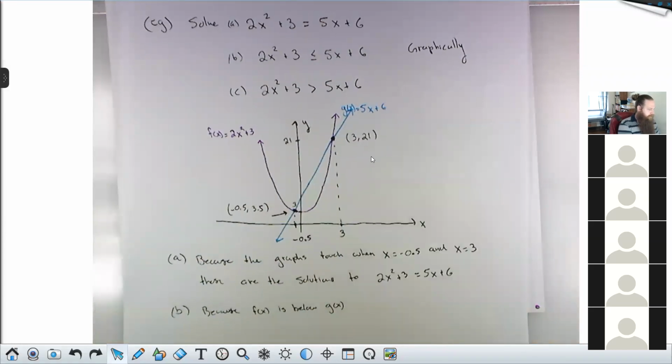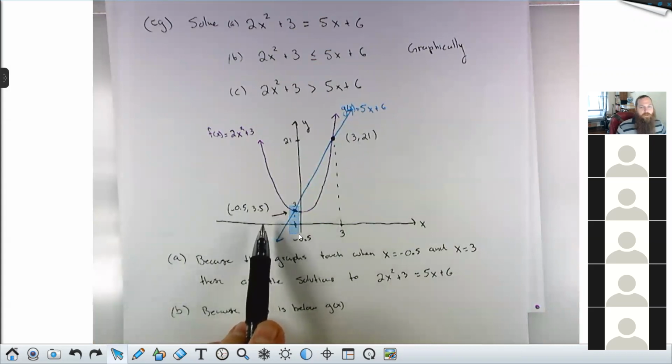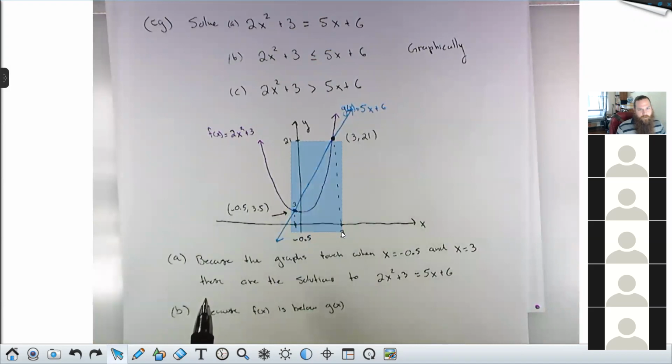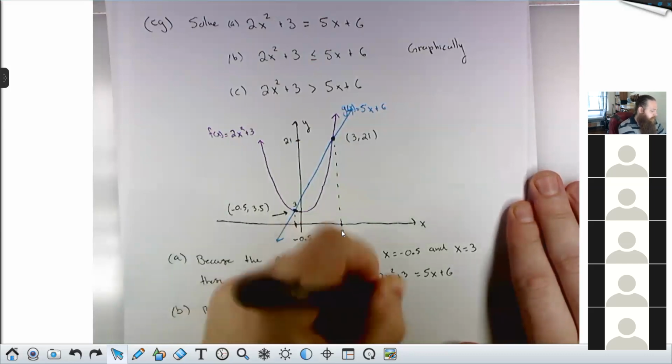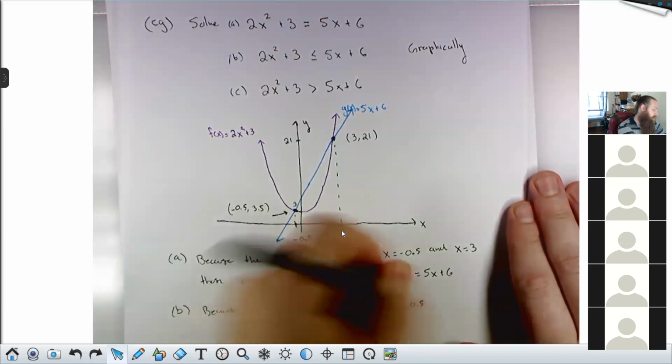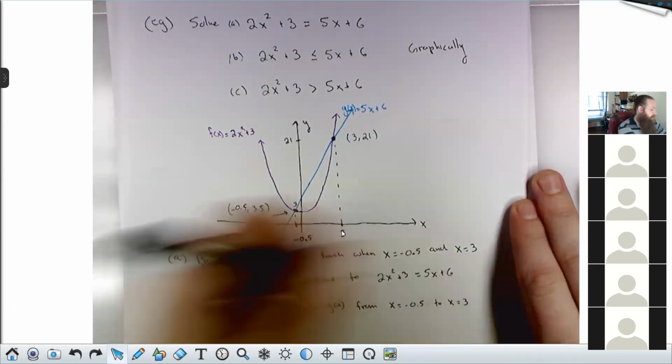Would you say negative 2 to positive 2? Negative 2 is somewhere way over here, so that's a little too far. Would it be negative 0.5 to 3? Very good. Yeah, between here and here, right? Everywhere kind of in this region, between the two points where they touch. That's where the purple is beneath the blue. And just like with intervals of increase and decrease, it's always going to be x values. So below from x equals negative 0.5 to x equals 3.